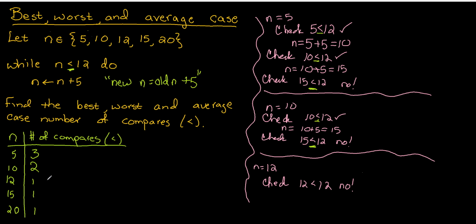Now, to answer the question here, the best case number of compares is when our code runs really fast. So this is going to run fast when we only have to check things once. So our best case scenario is 1 compare. So recall they're asking how many compares, how many times do we check the inequality. Our best case is 1 compare. And that occurs when n equals 12, 15, and 20. Now the worst case is up here for 3. So the worst case is 3 compares.